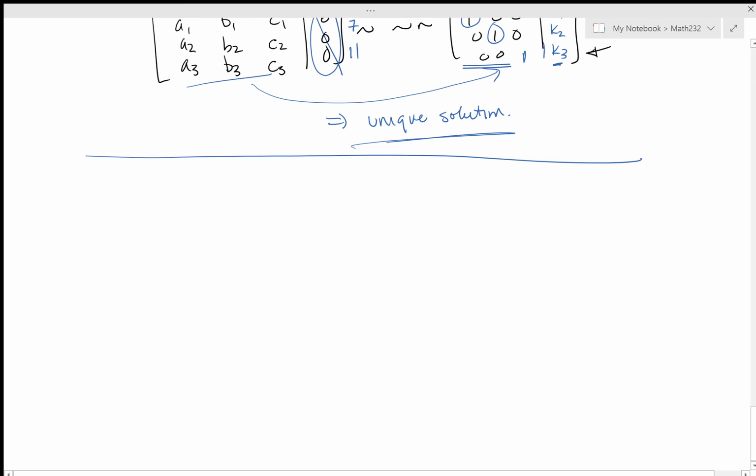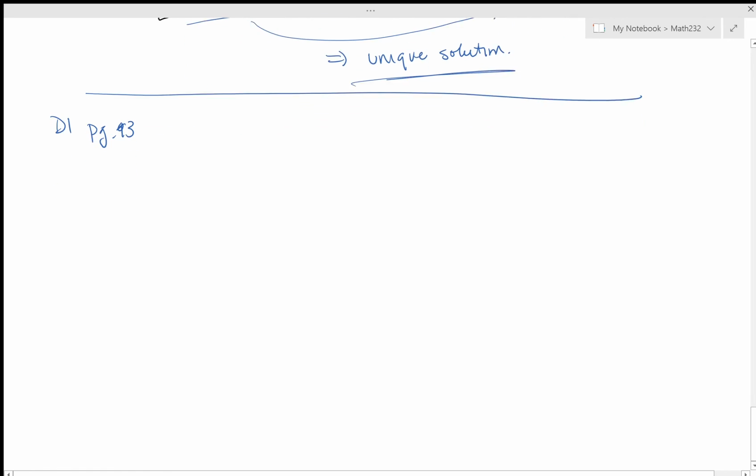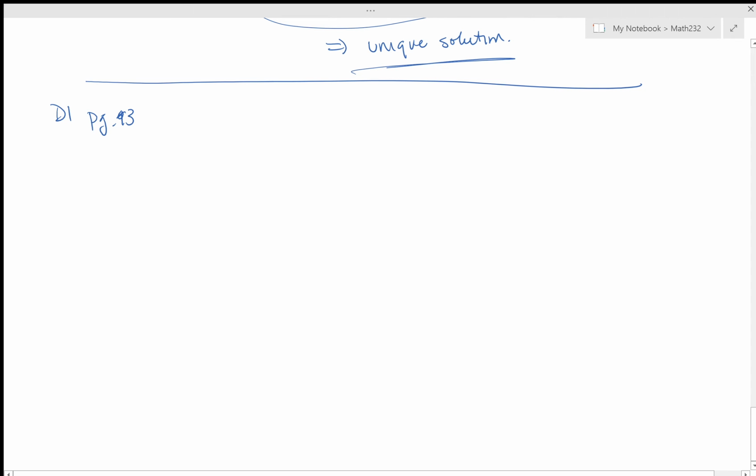Let me just do one other question. This is a very straightforward question. This is D1 on page 93. We talked about this a little bit in the lecture today after the quiz. Here you have a product AB, and that product, whatever that matrix is, is of size 6 by 8. What are the sizes of A and B?